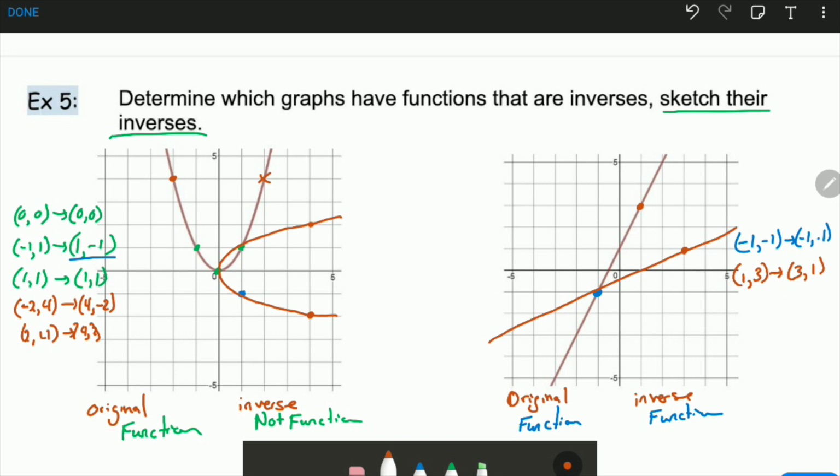Now, before I end this example, there's one more key concept to look at. If you look at these graphs closely, the inverse and its original is actually a reflection across a specific line. That line is the line y equals x, which will come in handy when we try to verify inverses.